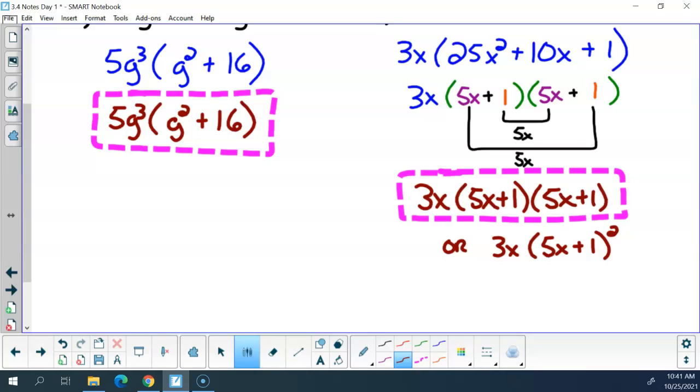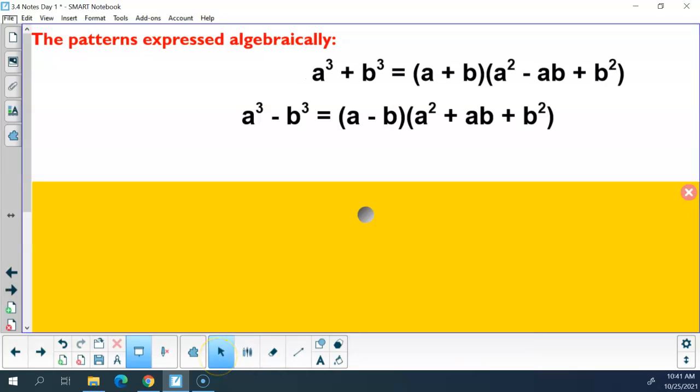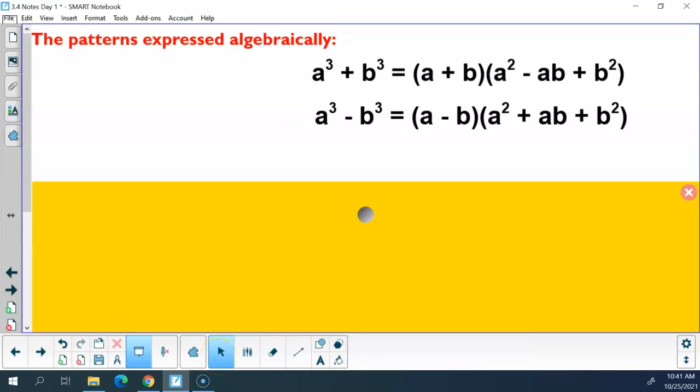Love it. Let's talk cubes now. So now we have to look at if it's a cube or not. So we should know what our cube numbers are.